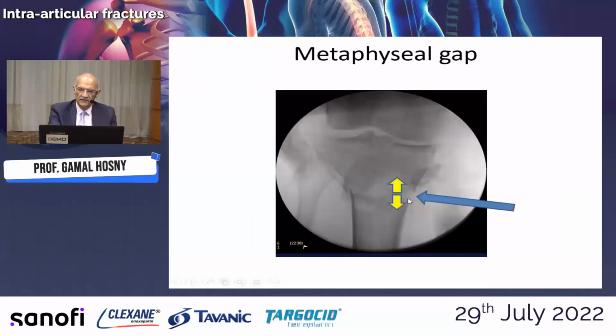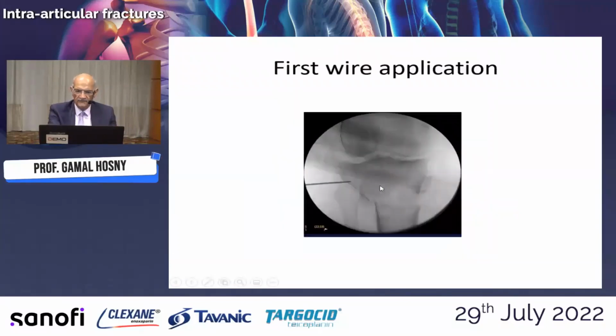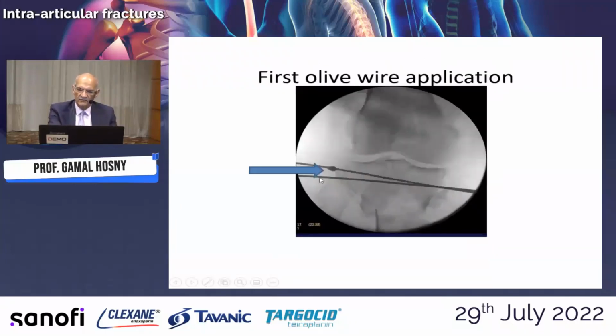Then we noticed the metaphyseal gap, about 5 or 6 centimeters. Forget about it now. Then we apply the first wire parallel to the joint to fix the intra-articular fragments. Then we apply 2 olive wires opposite each other. Why? To fix the intra-articular fragments.